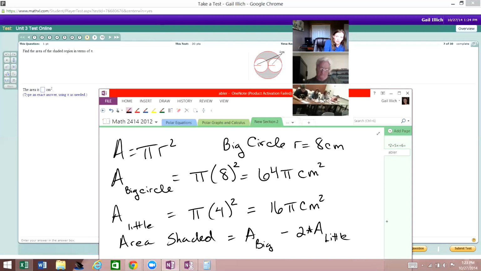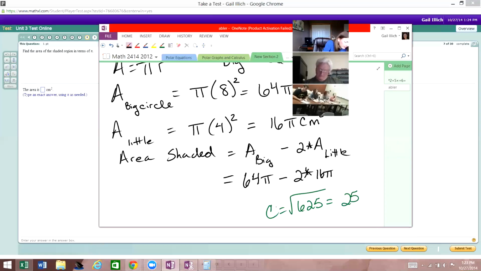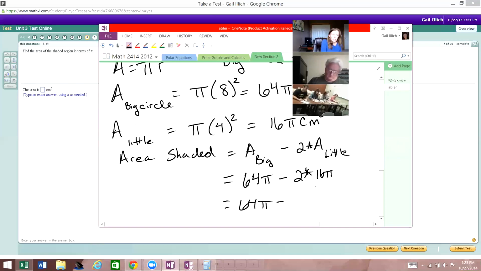All right, so what are we going to do with that? Well, the area of the big was 64 pi minus 2 times 16 pi. Let me get rid of this. Sorry, I got the screen here. Okay, now, so this is 64 pi minus 2 times 16 pi, which is 32 pi. So you have 64 pi, take away 32 pi. So how many pi do you have?